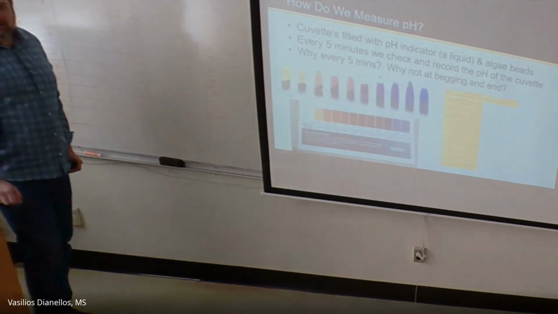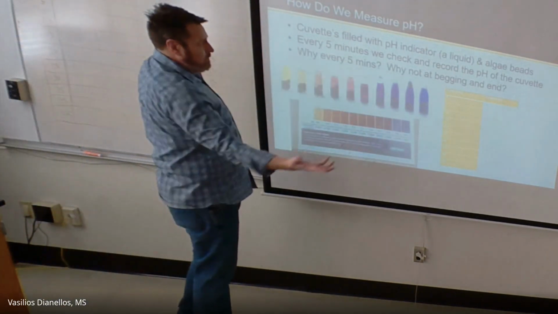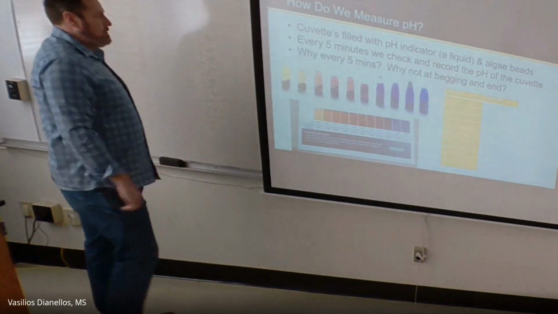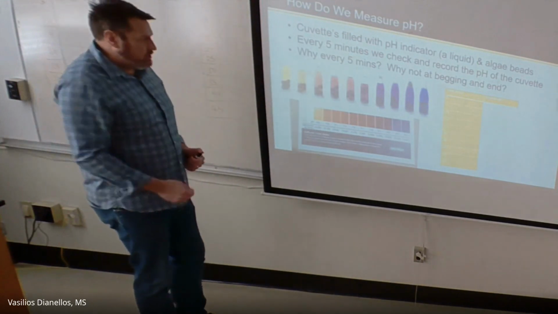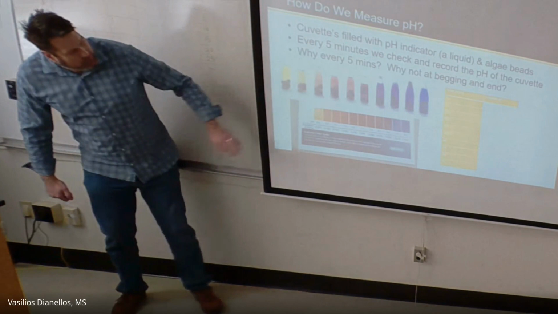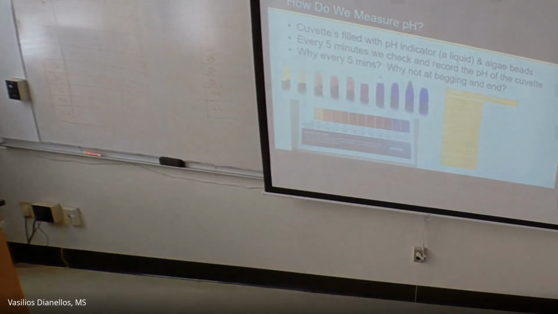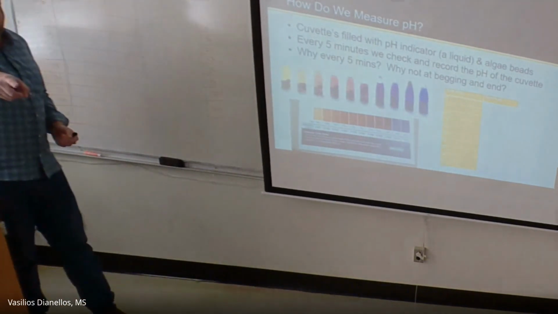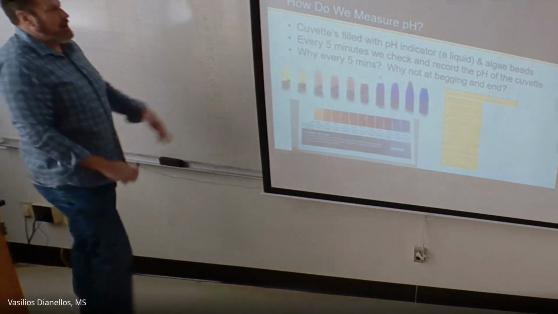So how are we going to do this? You're going to have one of these cuvettes, which are getting passed around right now, filled with pH indicator. Like I already said, it's this particular color that changes depending on the pH, and algae beads. Every 5 minutes, you're going to check the cuvette. You're going to have a little strip that looks like this. We'll need that for next week. So you have this little strip like you did for lab 2. You compare the color of the cuvette to the strip and determine the pH. Does that make sense? Pretty simple. You're just going to do that every 5 minutes.